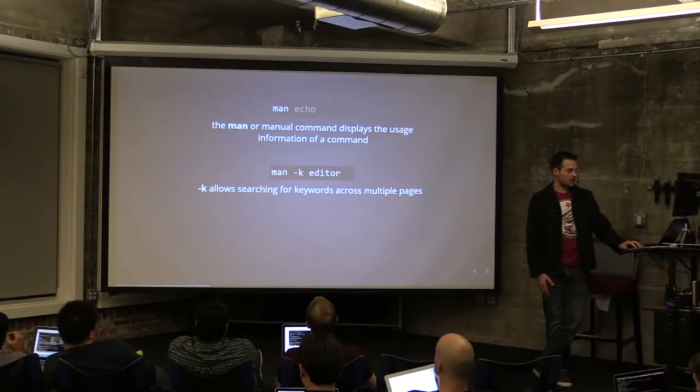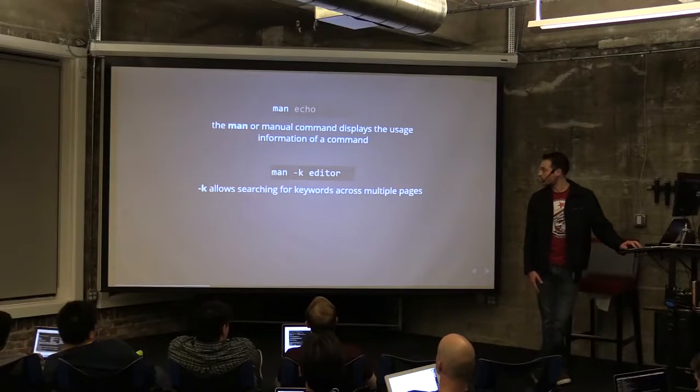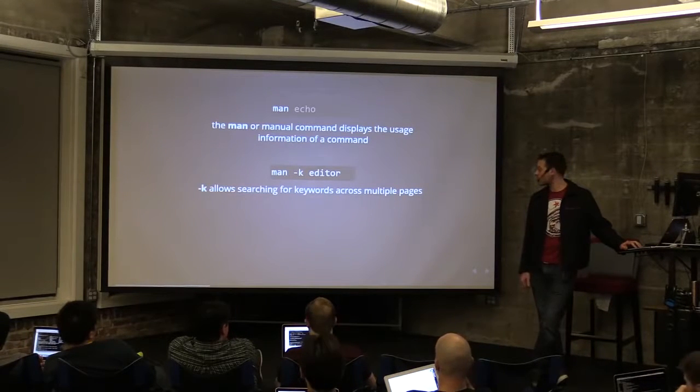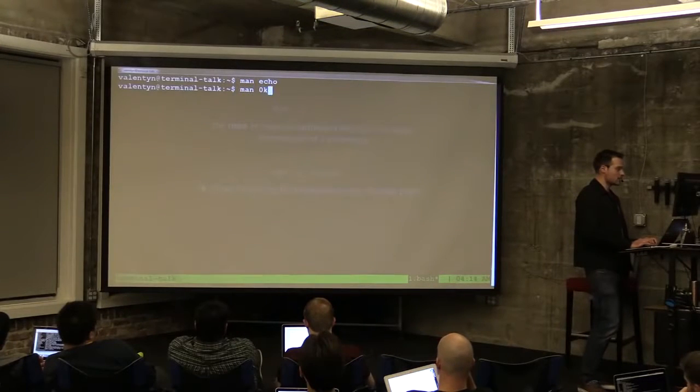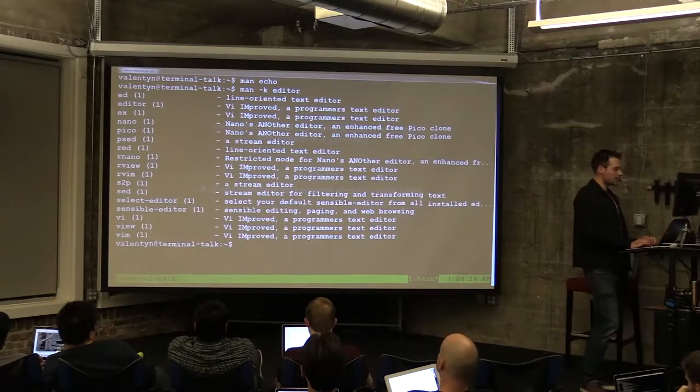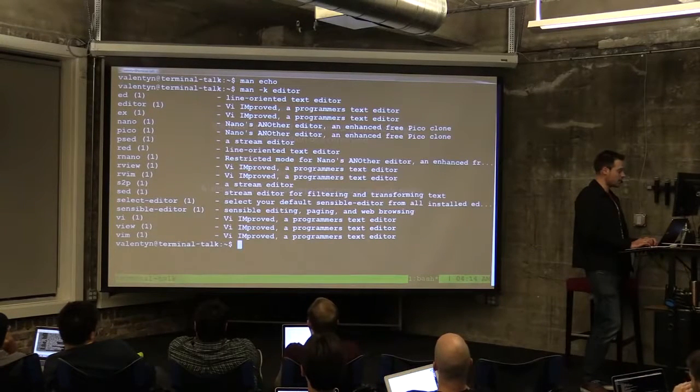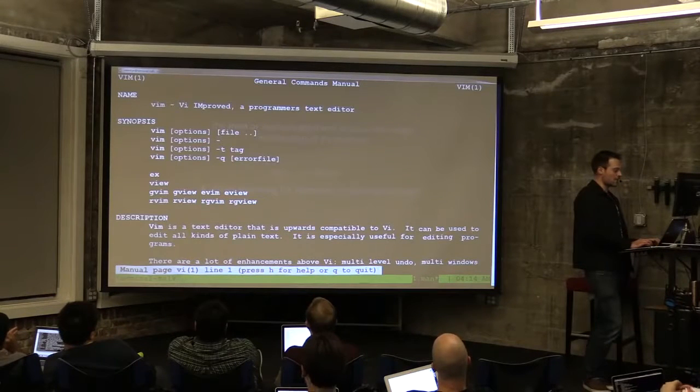-k lets you search for keywords. So if you're not exactly sure what the command is that you're looking for, you can do man -k, and that kind of looks like this. man -k editor. And that gives you this nice list of man pages, everything that has editor in it. So if you wanted to learn about like ex or ed or red, which I didn't even know existed, you could do man and then vi, and then that'll drop you into there.